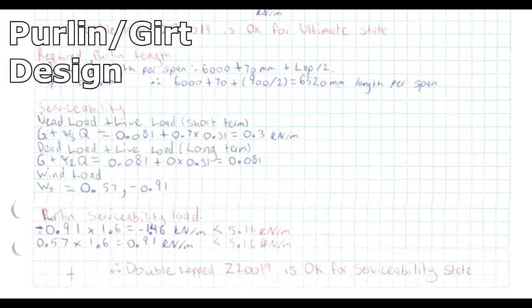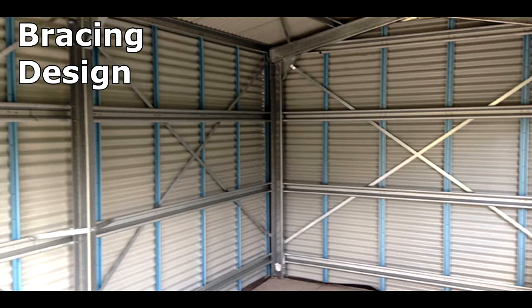Results found that serviceability loads were adequate for a Z25024 girt and double-lapped Z20019 purlin. Roof bracing must be designed before wall bracing. This is done by first calculating wind pressure and suction on the frame. Once discovered, critical tension and critical compression is then calculated, and as a result are given an adequate bracing design and strut design.